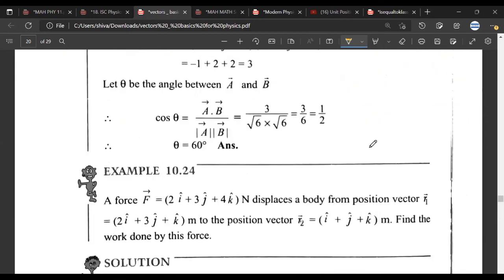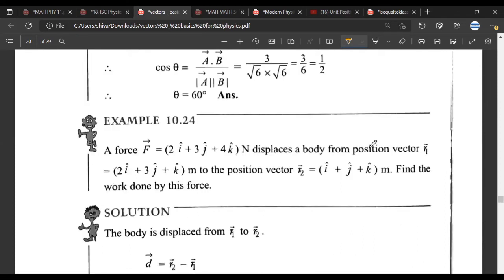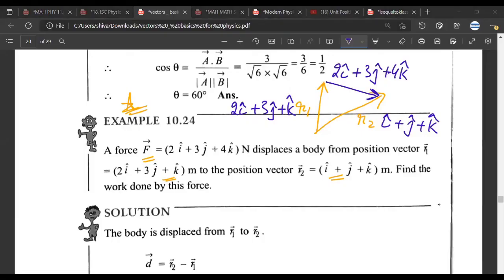Yes, sir. Samjha. What we'll do is we'll do just another numerical and then we'll wrap it off. See, there is a force vector. There are two displacement vectors, R1 and R2. I'll explain what is happening. This is the R1 vector, this is the R2 vector. There is a force acting which displaced the object from first position to the second position. So this is a force vector 2i plus 3j plus 4k.